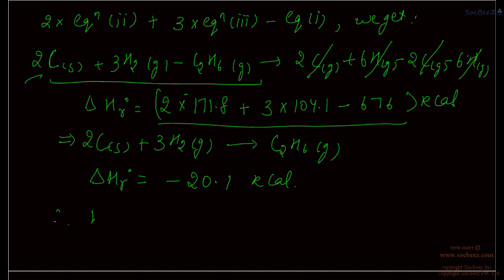So therefore the heat of formation of C2H6 in gaseous form equals minus 20.1 kilocalorie. So this is the answer that we are required to get. Okay, so this question has been solved.